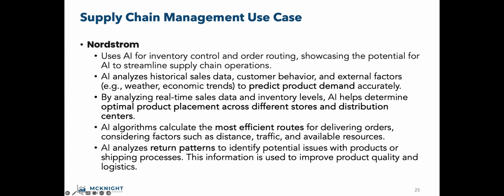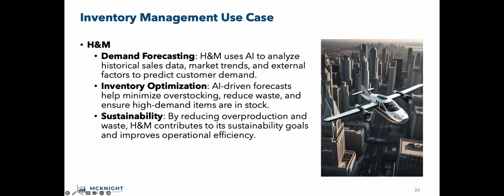One example here is Nordstrom. They have their Nordstrom analytical platform for inventory control and order routing. Their usage of AI showcases its capability to enhance the supply chain efficiency and offer personalized customer experiences. So they analyze sales data, customer behavior, and external factors like weather and economic trends. They have external links that are brought into the AI in sort of a RAG fashion. By analyzing real-time sales data and inventory levels, AI helps determine optimal product placement across different stores and distribution centers. Yes, that is not happenstance when you go to a Nordstrom or an H&M.